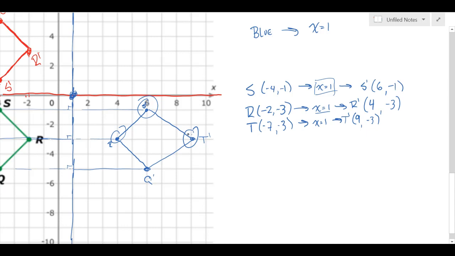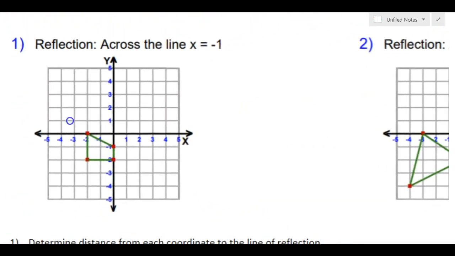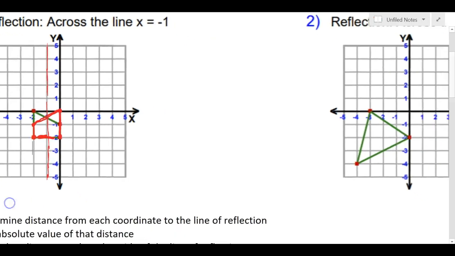Now, the last part is, sometimes the line of reflection is going to go directly through your image. And I'm just going to show you what that looks like really quickly. We'll do this in red just because it's a little easier to see. My line of reflection is x equals -1. So what's going to happen here is actually a little strange. Each of these points is just going to reverse itself. So all this did was spin the shape straight down the middle. So that is my reflection.